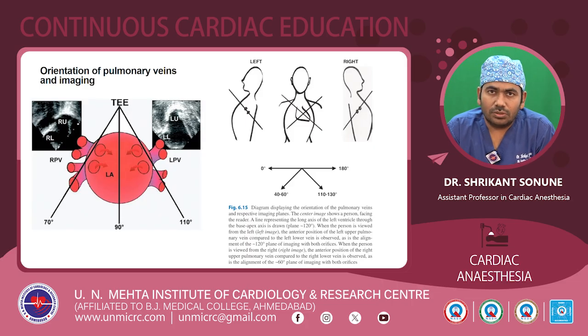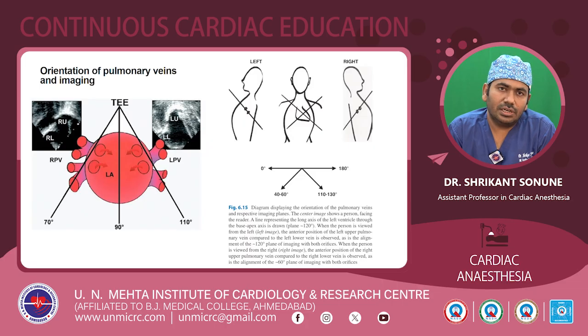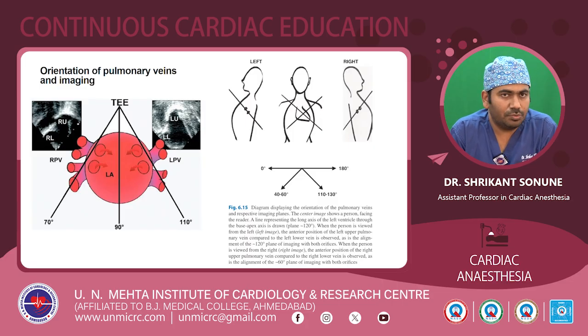If you are viewing a patient from the left-hand side, as we can see, the left upper pulmonic vein is positioned somewhat anteriorly compared to the left lower pulmonic vein, and the same scenario applies to the right upper pulmonic vein and the right lower pulmonic vein. When you are utilizing the transesophageal echo, you can see on the schematic diagram the separate openings of the right as well as the left upper and lower pulmonic veins.